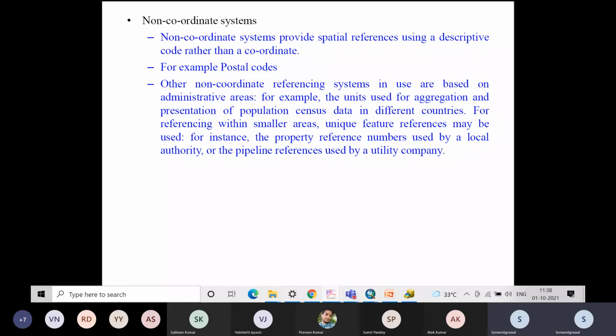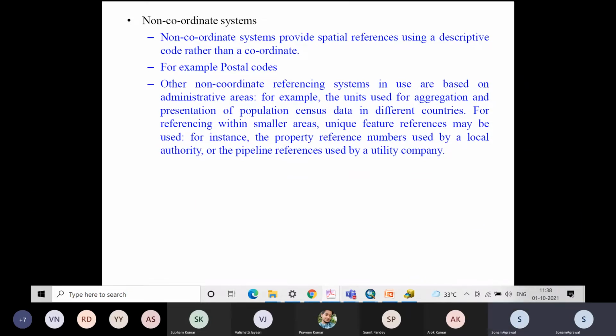211004. When I say 211004, there is a certain area: MNNIT, Teliarganj, Govindpur, Salori, all this region nearby. These are all names of nearby wards, and they are all covered by this particular pin code. So this is a non-coordinate system. A non-coordinate system provides spatial referencing using a descriptive code rather than a coordinate. For example, a postal code.